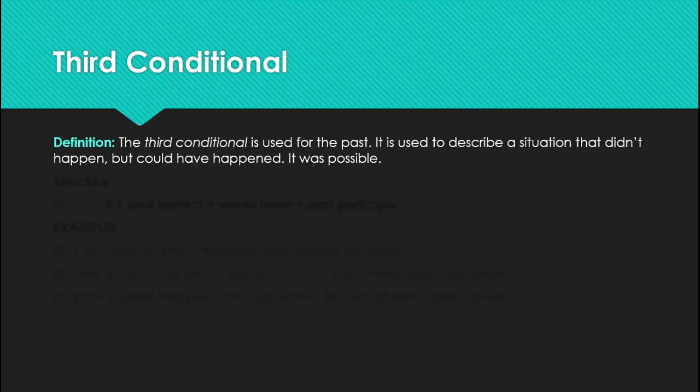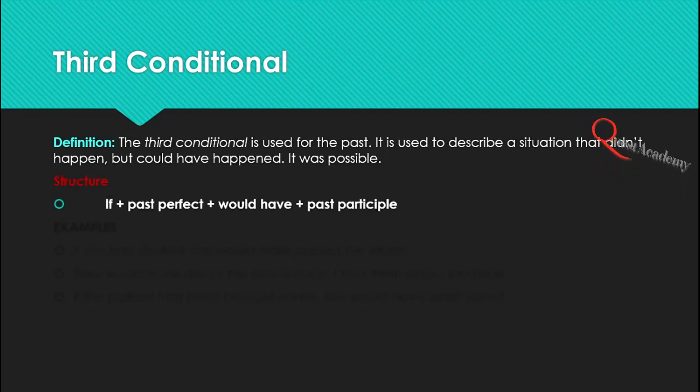Now the third conditional sentence is used for past situations, for past actions. It is used to describe a situation that did not happen but could have happened. It was possible in the past. The structure is a little bit different from all the earlier types. See, with the if clause we use past perfect, and with the main clause we use would have or could have, or these types, with a past participle.